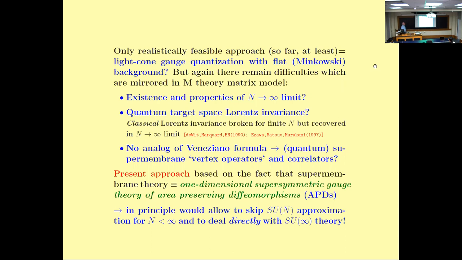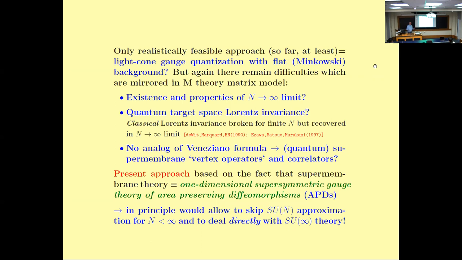So at the moment, the only realistically feasible approach seems to be light cone gauge quantization with a flat Minkowski background. And this is something that was already done by Bergshoeff, Sezgin, and Townsend early on. But even with this light cone gauge, which is what I will do in the remainder, there remain difficulties, and these difficulties are mirrored in the M-theory matrix model. As I said, this theory can be approximated, or obtained, or derived as the N to infinity limit of this theory. But then there's a question about, now, how would you check if the critical dimension is 11?